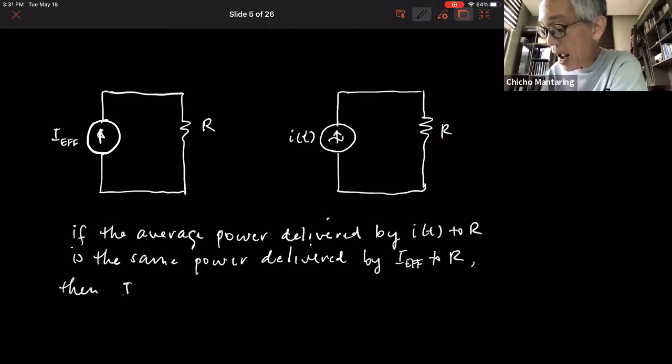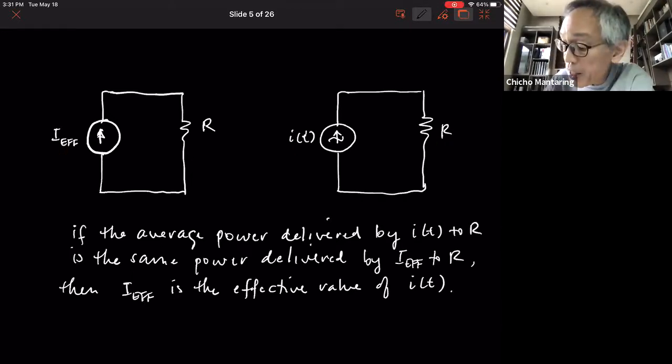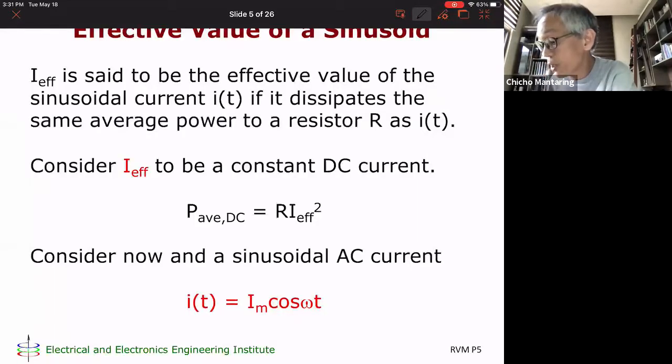Then IEFF is the effective value of I of t. Yun ang ibig sabihin ng effective value. If the average power delivered by this to R is the same power delivered by this to the same R, then this is the effective value of this. So you can think of effective value as like the equivalent DC value of a sinusoidal source.